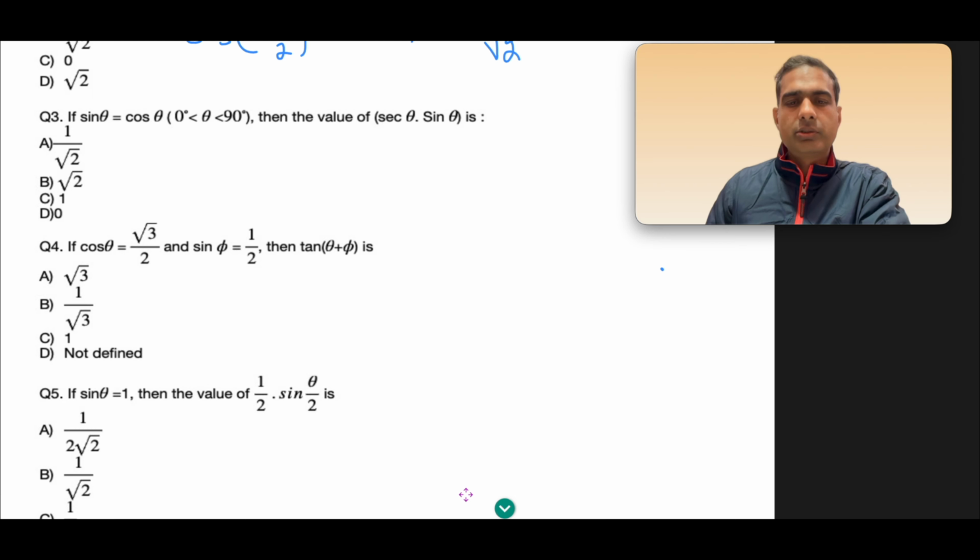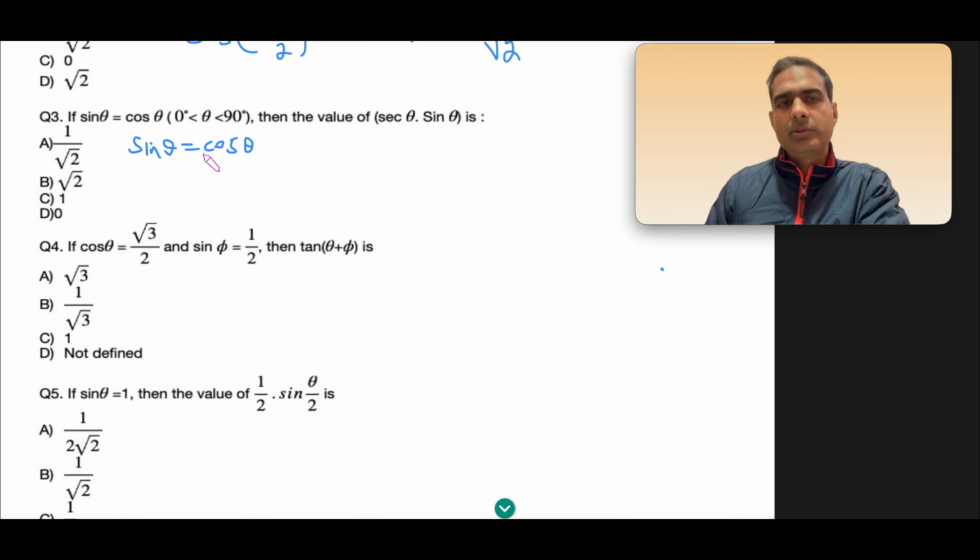Now moving to question number 3. If sin theta is equal to cos theta, and it has been given that theta is in between 0 degrees to 90 degrees, then the value of sec theta into sin theta has been asked. Now if we analyze what has been given, sin theta is equal to cos theta. And we know sin and cos are equal at theta is equal to 45 degrees.